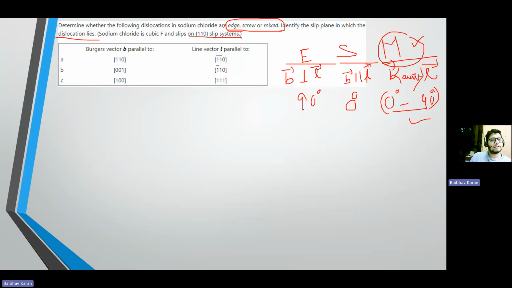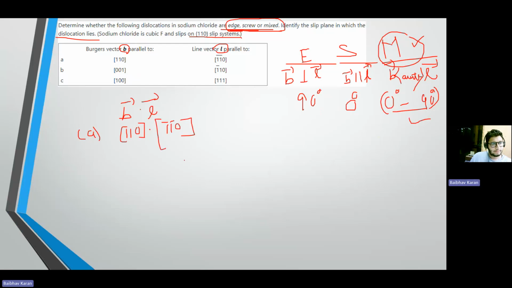So how can you identify edge, screw, and mixed? We have to take the dot product between B and L so that we can know if it is perpendicular. We can find the angle from the dot product, right? So let's do B dot L for A. So how can we do B dot L? [110] B dot [1 bar 1 0] L.